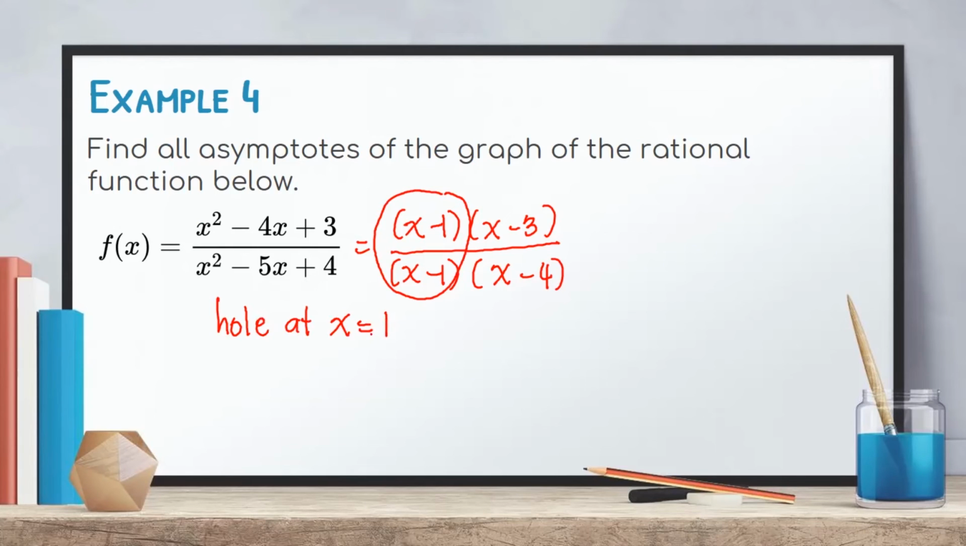Moreover, for the vertical asymptote, equate the remaining factor of the denominator to 0. So we will have x minus 4 equals 0 and solve for the value of x. Therefore, we will have x equals 4. Therefore, the vertical asymptote of our rational function is the line x equals 4.